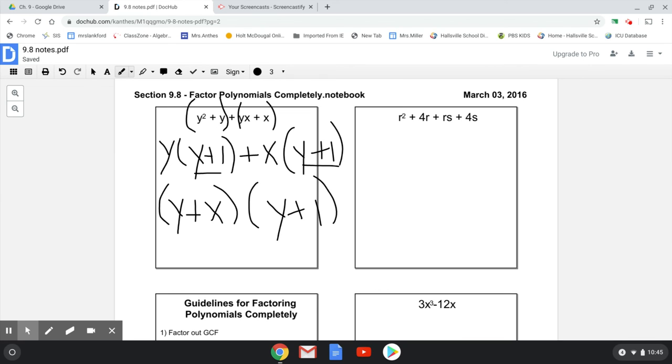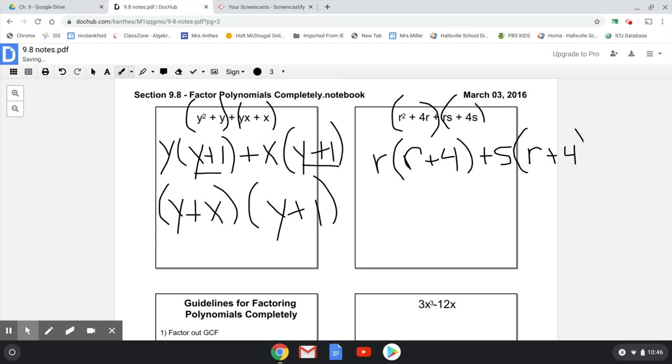Okay, so for my next problem, set up your two groups. For the first group, I can take out an r, and I have left r plus 4. For my next group, I can take out an s, and I have left r plus 4. So then I have r plus s, parentheses r plus 4.